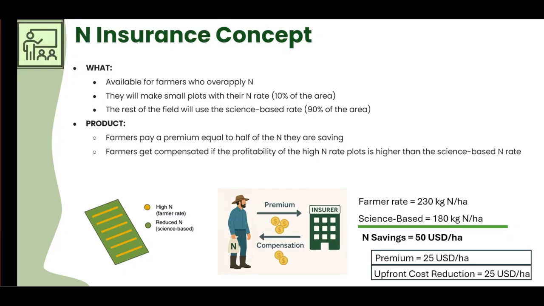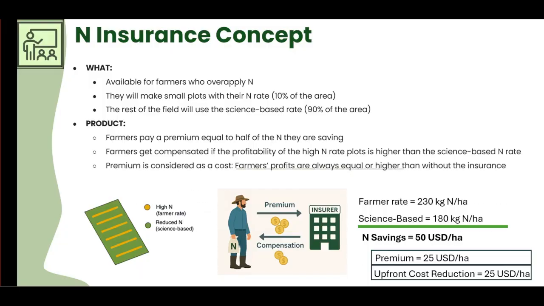In exchange for that, farmers will obtain a compensation if the profitability of the high-end rate is higher than that one on the science-based rate. So at harvest, we compare the profits. If the ones on the high rate are higher, they get paid the difference.